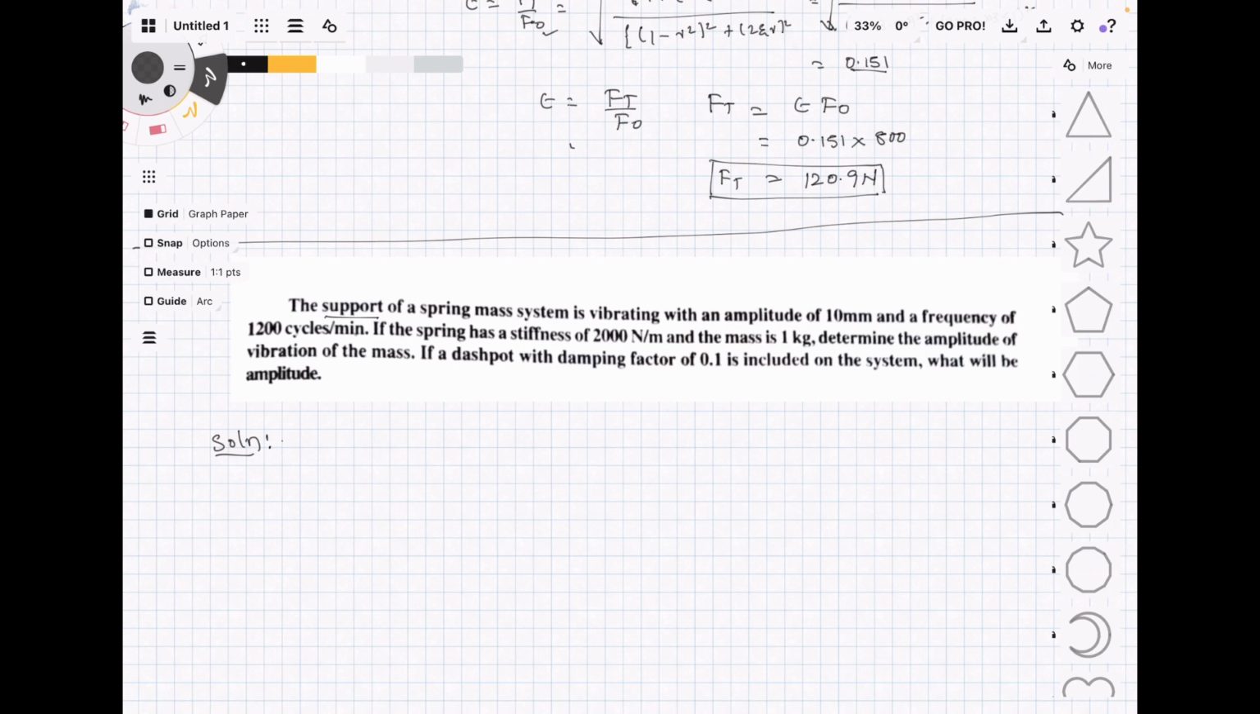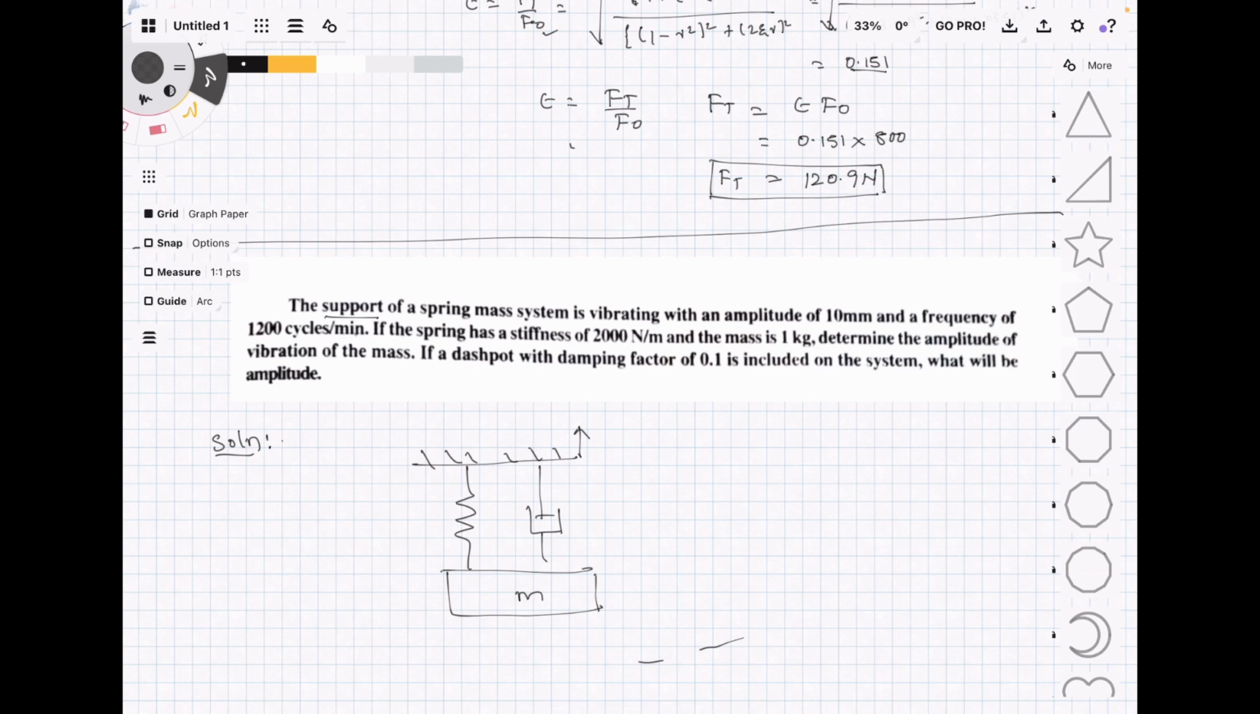See, this is the problem of support motion, or the motion transmissibility. In this case, if you understand this, this is a spring mass system: this is the spring, this is the damper, and this is the mass m.